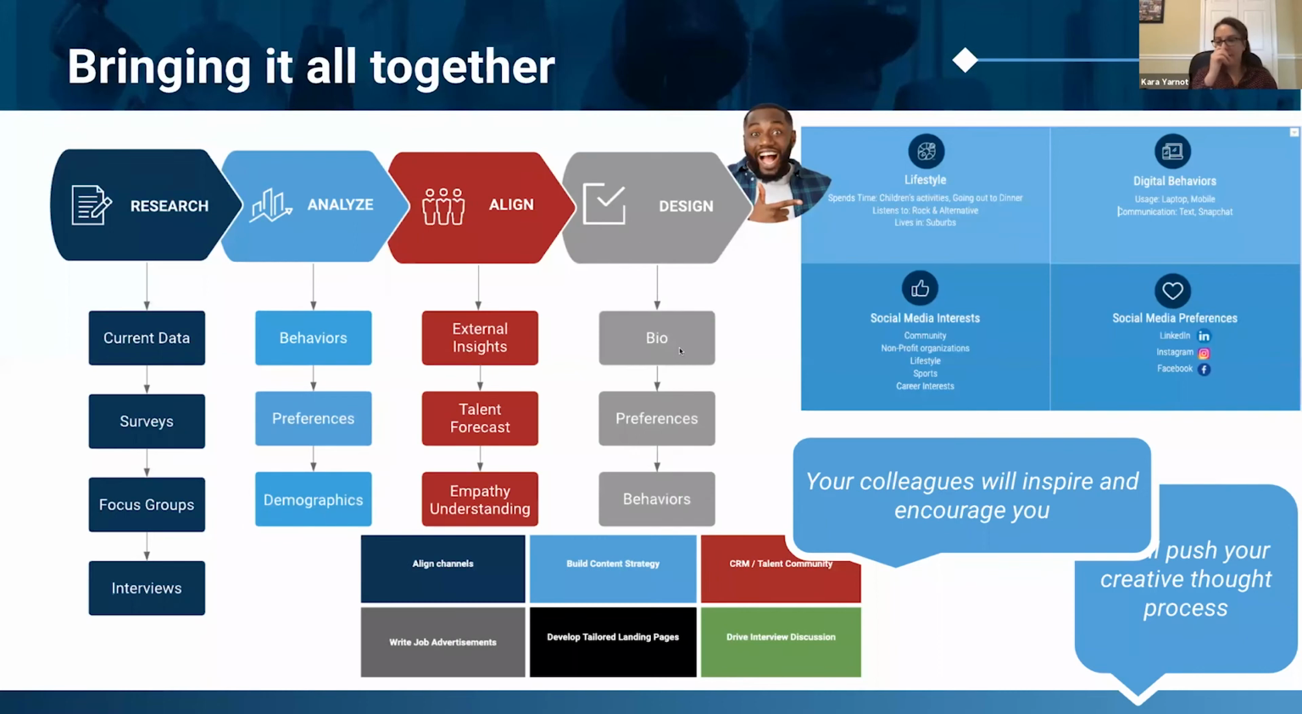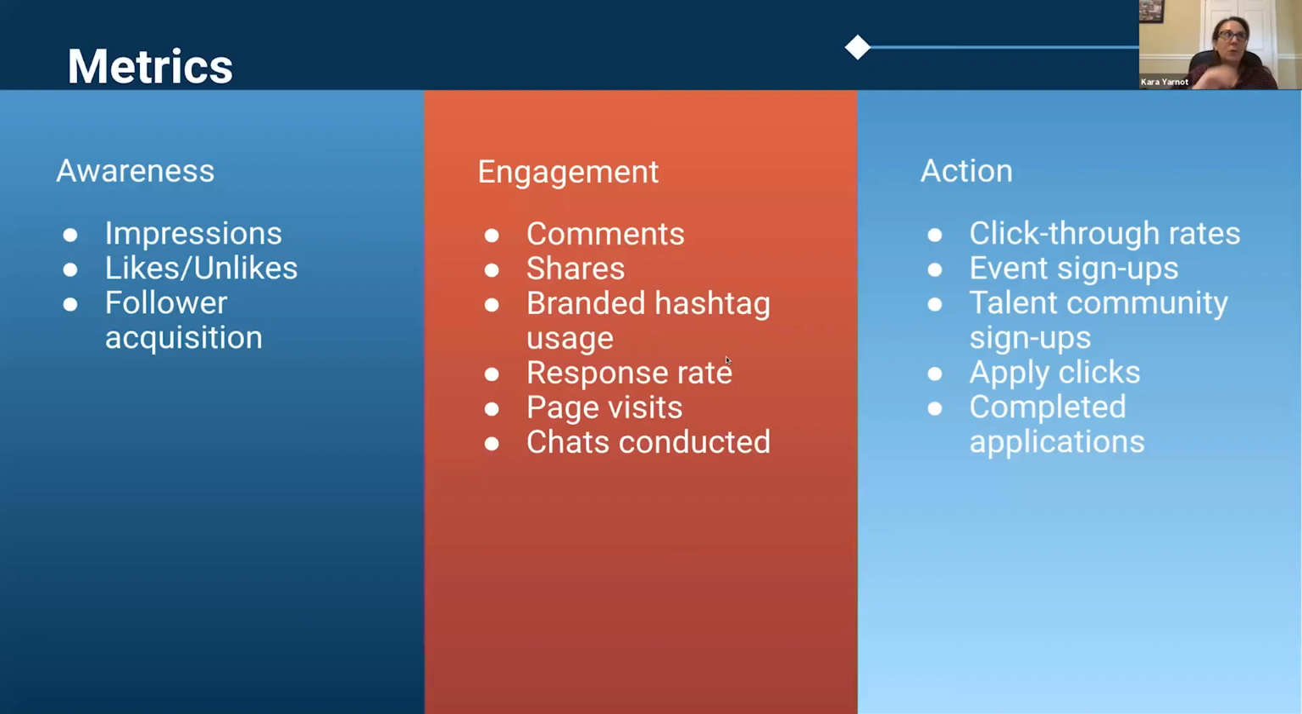So then you bring it all together. There's a whole bunch of graphics here, so what is that overall approach? You have your content plan and you have to start executing to it. But one thing that's wildly important is metrics. You need to be able to measure what's working and what's not.